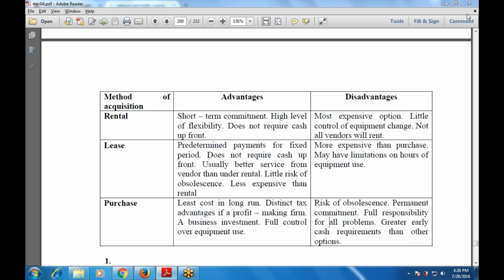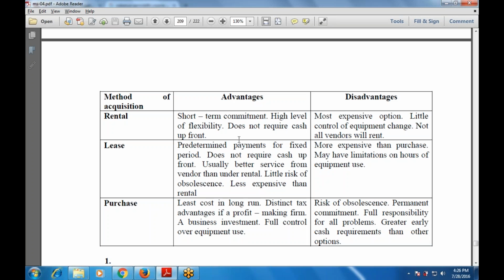So when we compare the different methods, the different financial factors, the first one is rental. What is the advantage? There is a short-term commitment, a high level of flexibility, and it does not require any cash upfront. And what is the disadvantage of the rental? It is the most expensive option, there is little control of the equipment change, and not all vendors will rent.